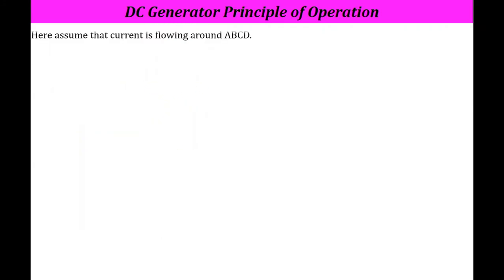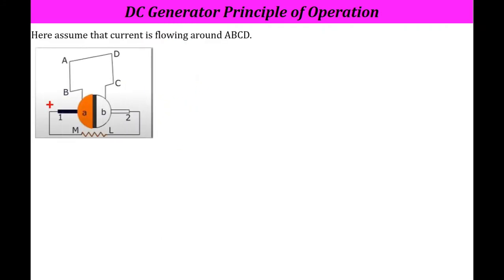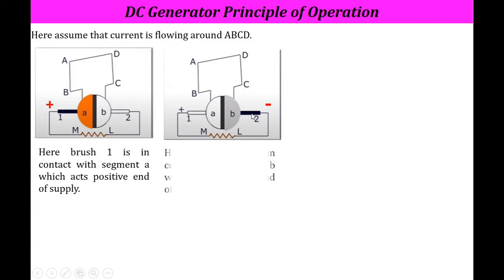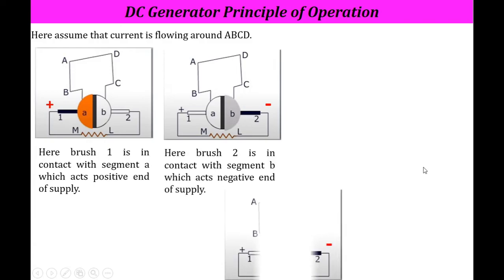So here let's check now. Here assume that the current is flowing around ABCD. So this is A, B, C and D. This is the first figure, which shows that brush 1 is in contact with the segment A, which acts as, suppose, the positive end of the supply, and brush 2 is connected to the segment B, which acts as the negative end of the supply.